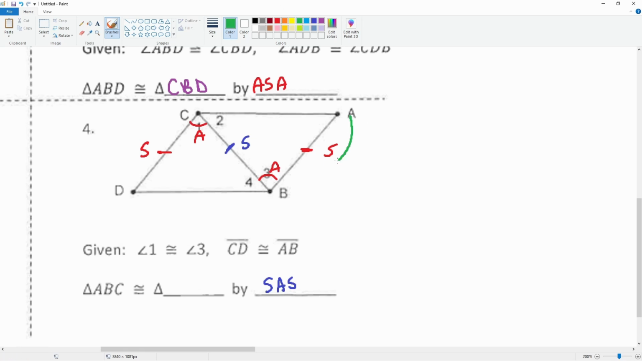ABC, so it's A, B, then C. That's going to match up with D, C, and then B. Triangle D, C, B.